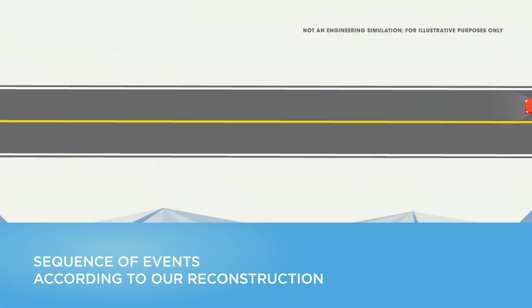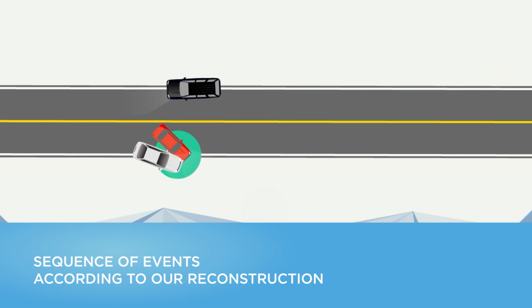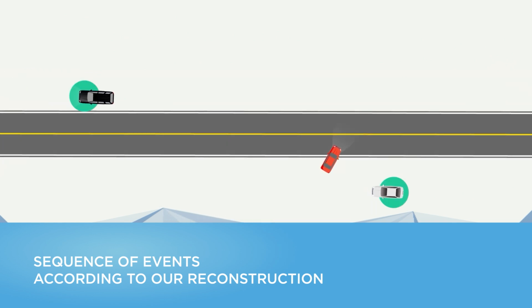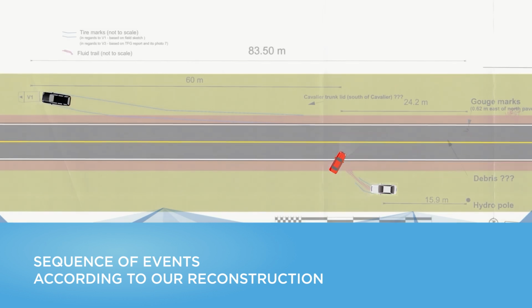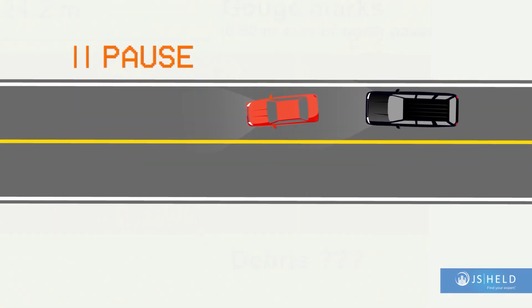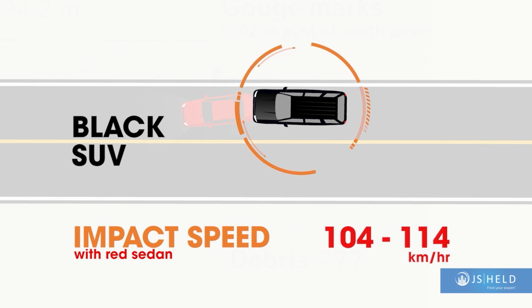A large black SUV rear ends a small red sedan. The red sedan goes into oncoming traffic and is struck by a white coupe. The black SUV and the white coupe each go into the snowbank on their side of the road. Our analysis determined that the SUV's impact speed when it struck the sedan to be between 104 to 114 kilometers per hour.